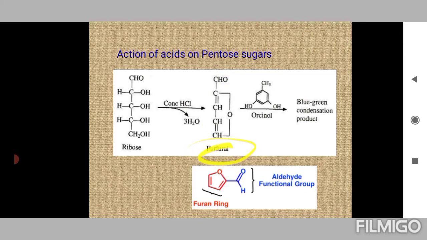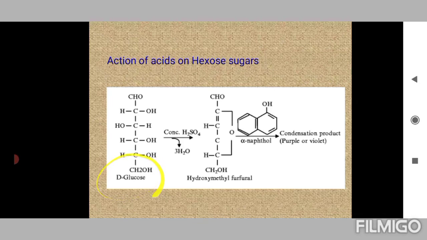This is the furfural form of ribose, and orcinol is used here. This is an example of an organic phenol, orcinol, and it gives a blue-green colored condensation product. Again, this is glucose. Now for glucose, here we are using concentrated H2SO4. Again, 3 molecules of water are gone, double bonds are formed, and hydroxymethyl furfural is the structure formed here. Here we are using another type of organic phenol, namely alpha naphthol, to give a purple or violet colored condensation product.